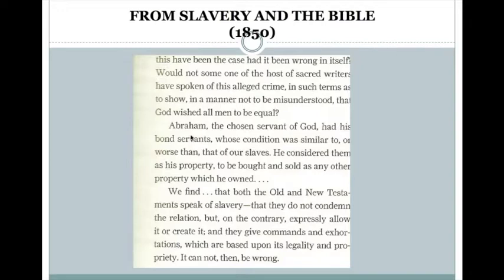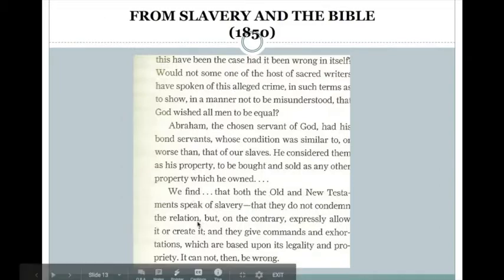It says here in part, "Abraham, the chosen servant of God, had his bond servants, whose condition was similar to or worse than that of our slaves. He considered them as his property, to be bought and sold, as any other property which he owned. We find that both the Old and New Testaments speak of slavery, that they do not condemn the relation, but on the contrary, expressly allowed it or created it, and they give it commands and exhortations which are based upon its legality and propriety. It cannot then be wrong."